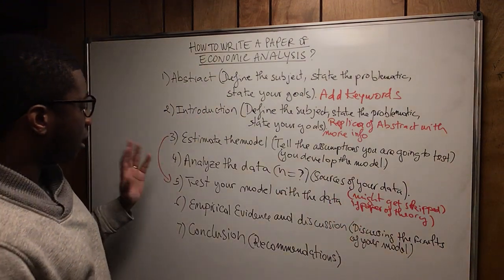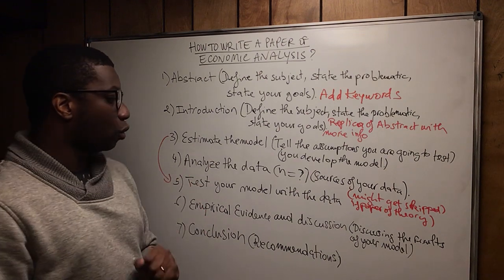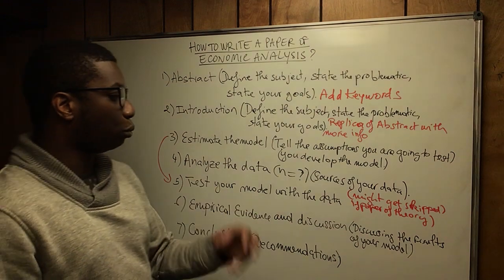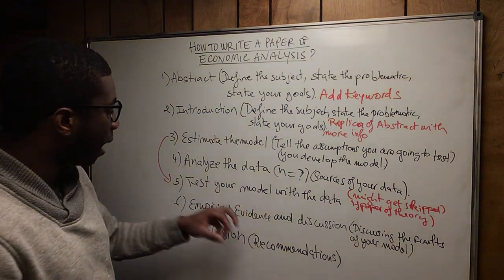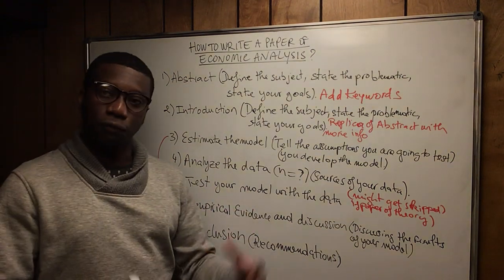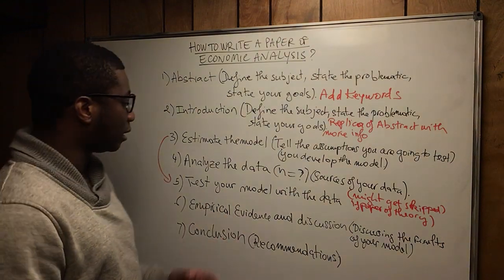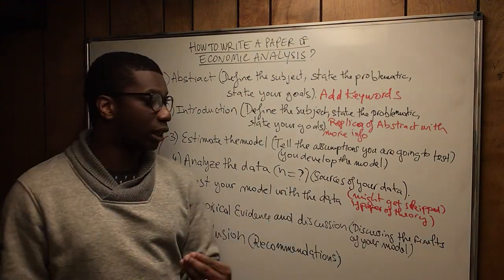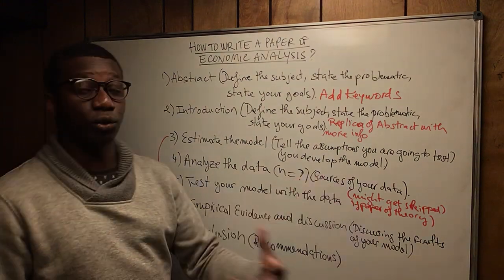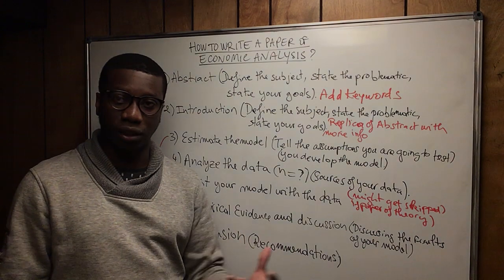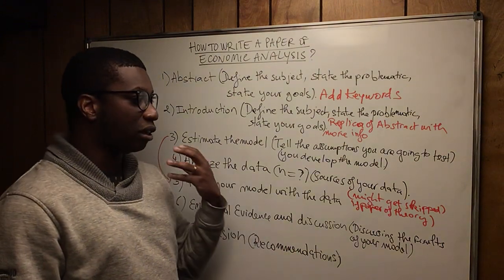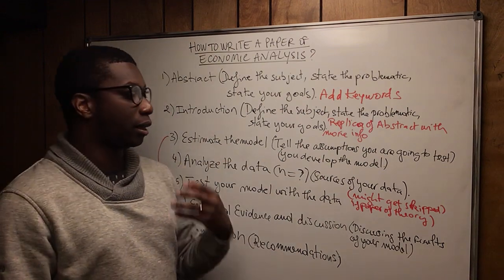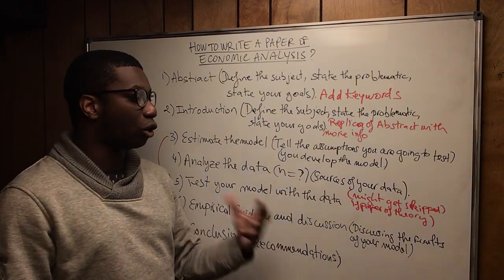Okay? And then number 5, you test your model with the data. So you test the model with your data. But before I come to number 5, let me go back to number 4. If you're writing a normal paper of economic analysis, remember that you have to state the number of observations in your data. You have to state the sources where you got your data and how you built it. And if there are any dummy variables that you've extracted from it, and so on. You have to mention all of that in your data.